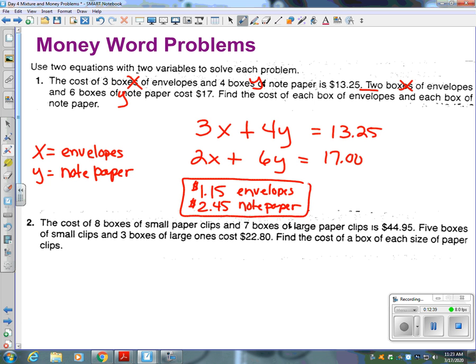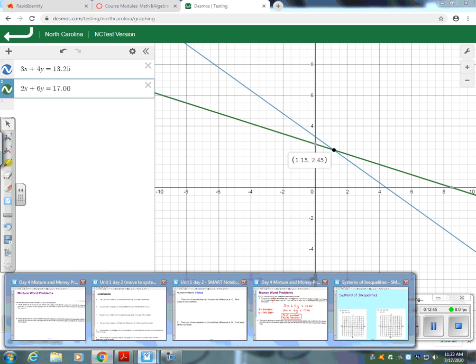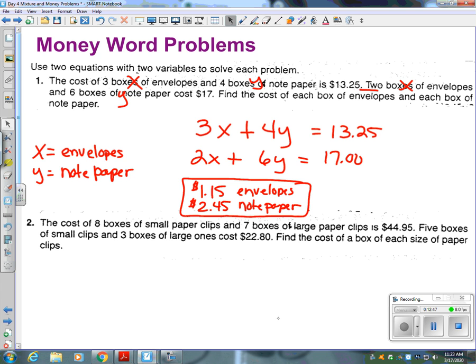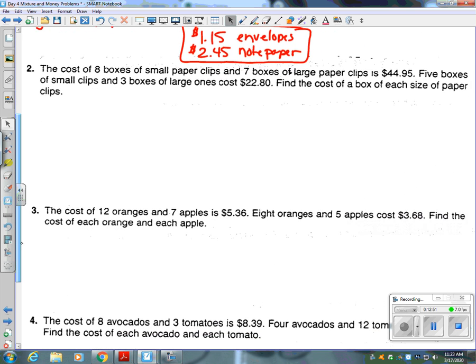So these are actually set up a little bit nicer and a little bit easier. So let me make sure that I got that right. Yes. Okay, going to number 2.